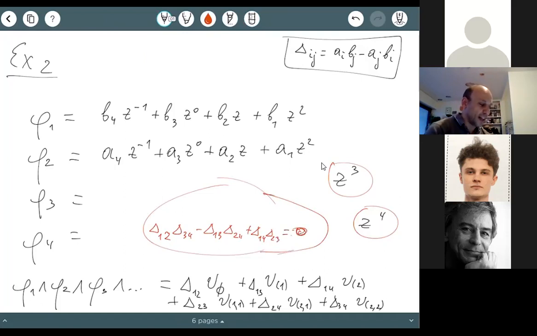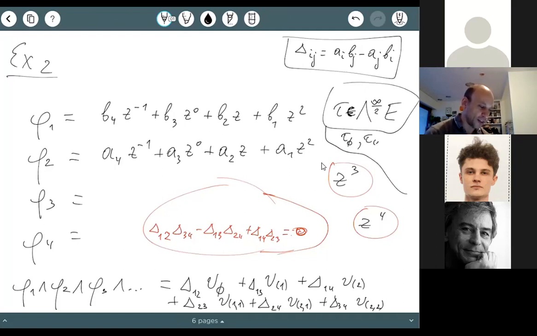So that means that if I look at any vector tau in my semi-infinite wedge product, and I look at the coefficient of the vacuum vector V, the coefficient of V1, the coefficient of V2, the coefficient of (1,1), V1, the coefficient of (2,1), the coefficient of (2,2). So if I take an arbitrary vector, these coefficients can be arbitrary.